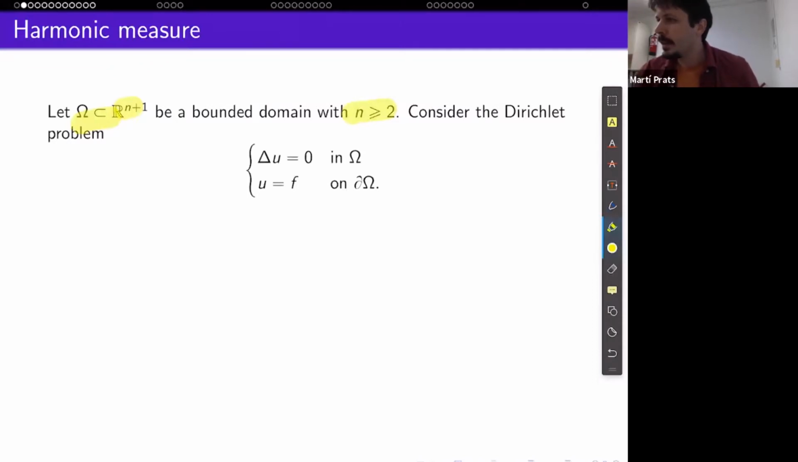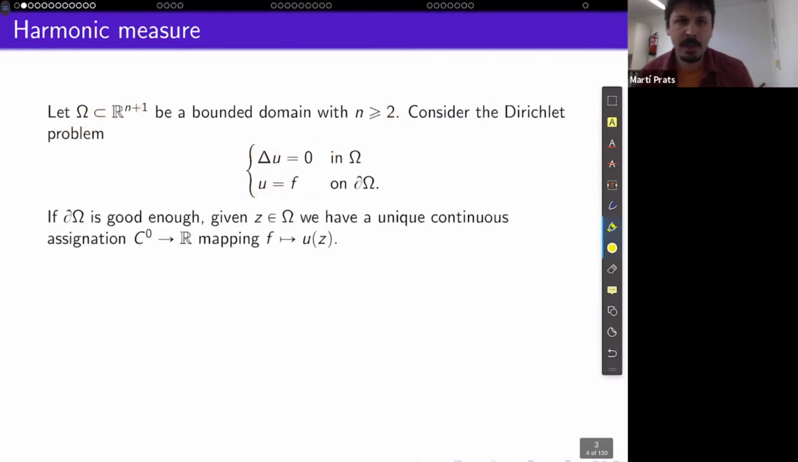Now, we consider the Dirichlet problem, that is finding a function that is harmonic in the domain and coincides with our function in the boundary. Now, if the boundary is good enough, given a point inside the domain, we have a unique continuous assignation from the continuous functions f in here to u of z.